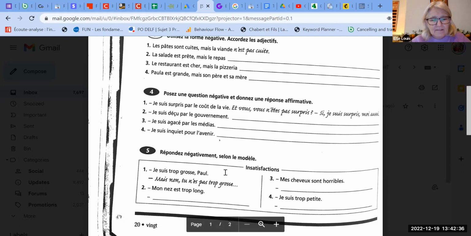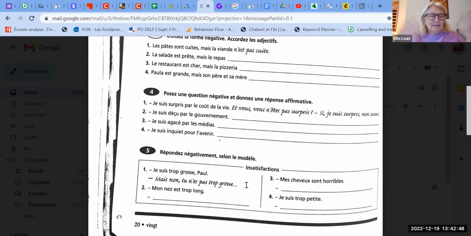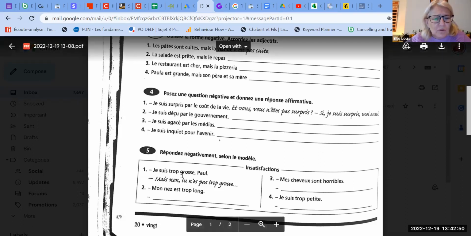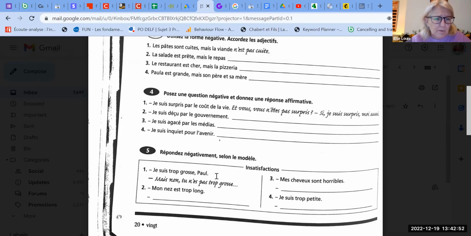And then this last bit shows you, I think it's quite nice examples these. So this is sort of like everyday conversation, I think. Because, you know, sometimes we get a bit tangled up thinking, oh, it's going to be so complicated. It doesn't have to be. So, je suis trop grosse, Paul. I'm too fat, Paul. Mais non, tu n'es pas trop grosse. Or tu es pas grosse. We want to take out the ne. Tu es pas trop grosse. No, you're not too fat.